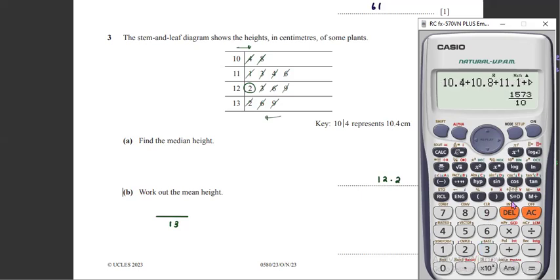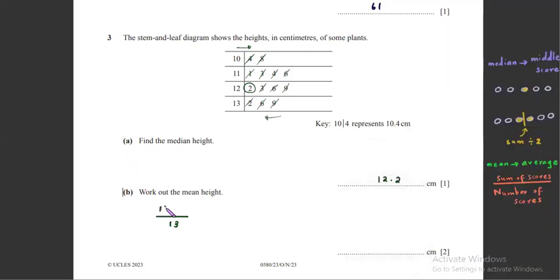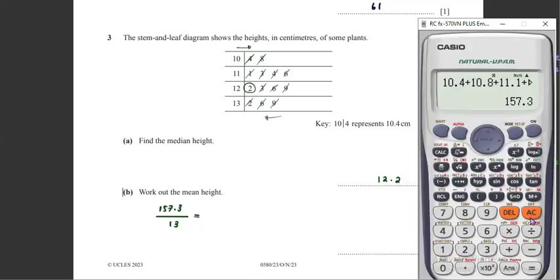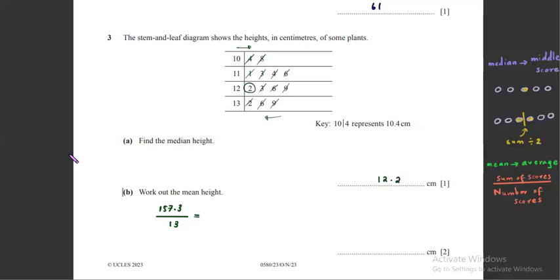So when we add them all up, we get 157.3. So this 157.3 has to be divided by 13 to calculate the mean. So then I'm going to divide this answer that I have here by 13. When I divide it by 13, I get 12.1, which means this 12.1 is the mean for the set of scores given in this stem and leaf diagram. So then let me put that here, which is 12.1. So 12.1 centimeters is our answer.